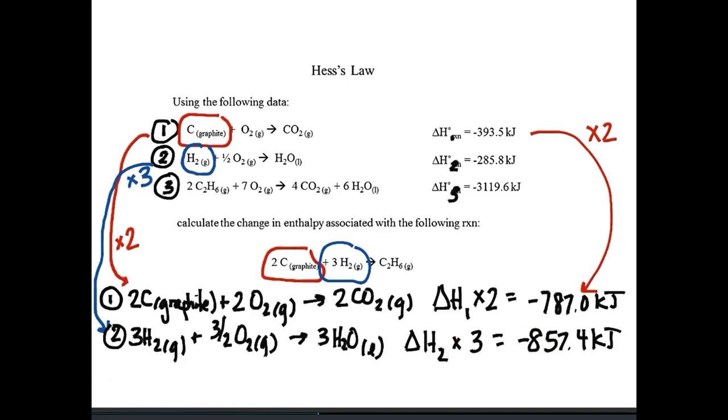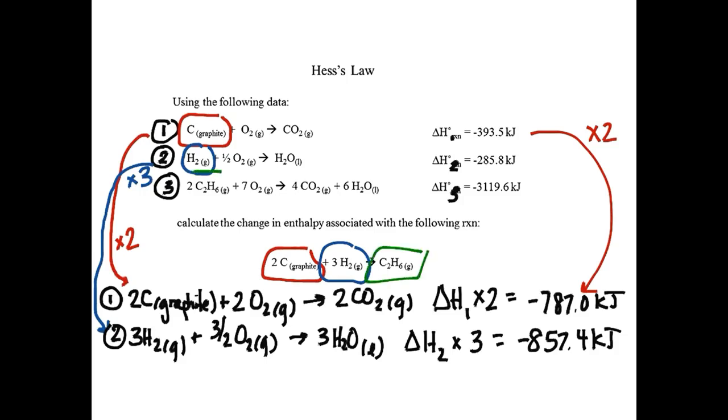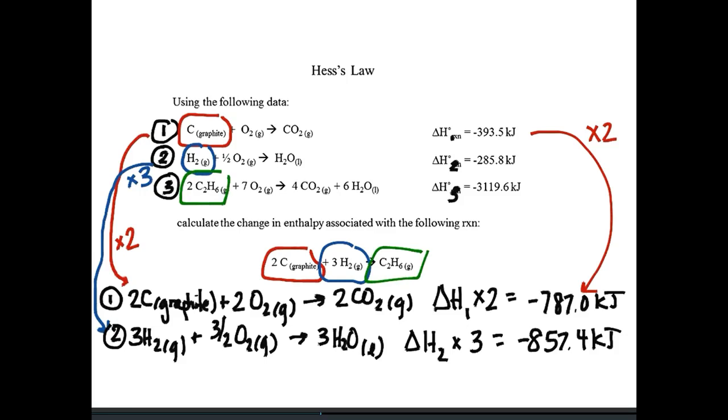The last reaction component is C2H6. That's ethane. Ethane is in equation 3. But there are two differences with the ethane in equation 3 and the ethane in our overall reaction that we're aiming for. One is that it's on the left side of the equation in reaction 3, but it needs to be on the right side of the reaction arrow. So one thing we need to do is reverse it. Another difference is that it has 2 moles in equation 3 and it only has 1 mole in our overall reaction. So we're going to take the entire reaction equation, reverse it, but we're also going to divide it by 2. Or you can multiply by 1/2, however you prefer to think about it.